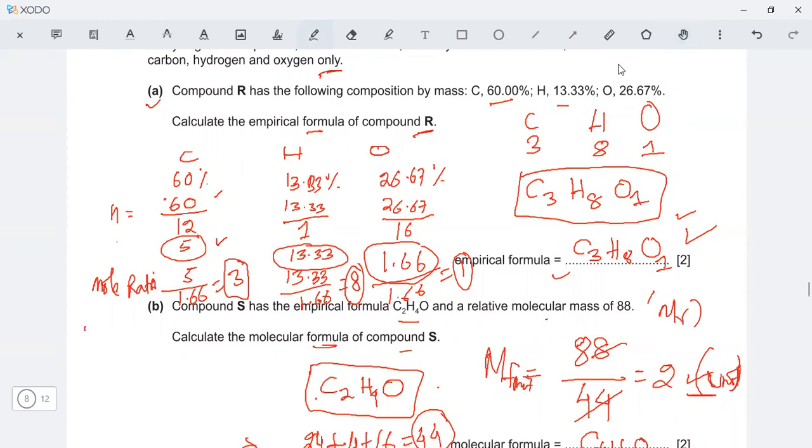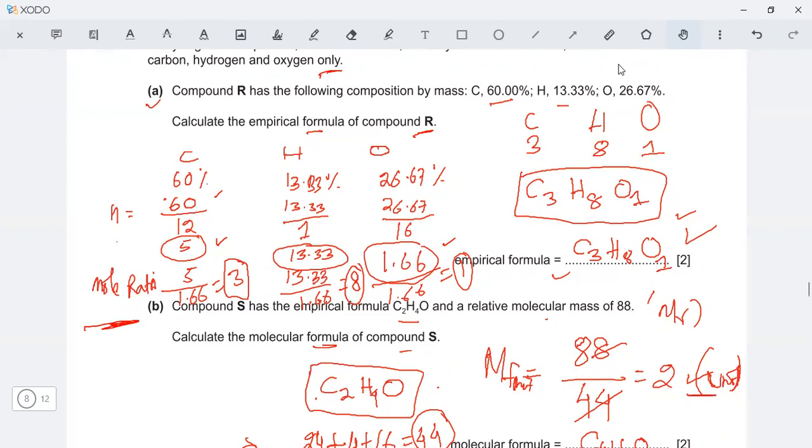Now the second step is to calculate the mole ratio. How do you get it? The smallest number of moles is divided into each number of moles. Among 5, 13.33, or 1.66, which is the smallest one? Of course, 1.66 is the smallest mole number. This number is to be divided into all of them, I mean for the carbon moles, hydrogen moles, and oxygen moles.